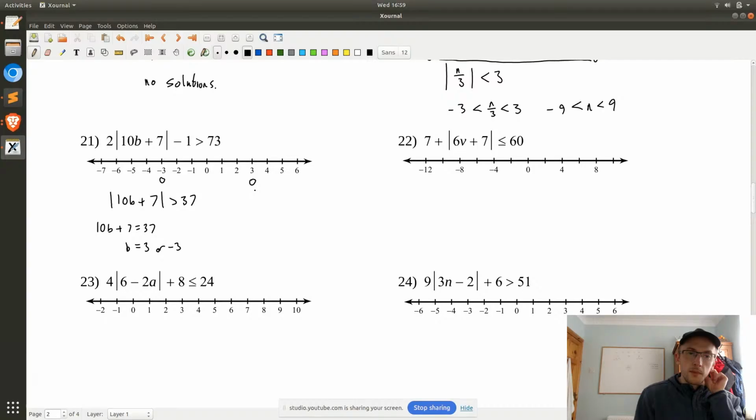No. I believe it would be this. Check. Input 0. Is 7 greater than or equal to 37? No, it is not. So 0 is excluded. Now input -5. Yeah, same arithmetic. Fine. Okay.